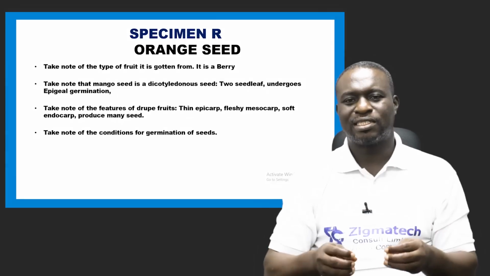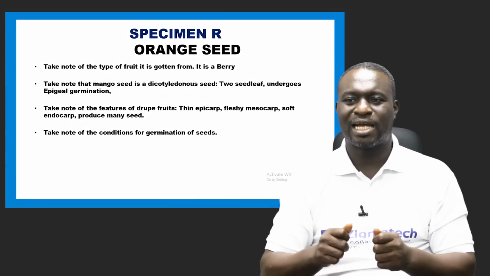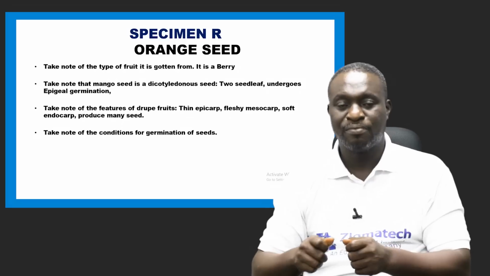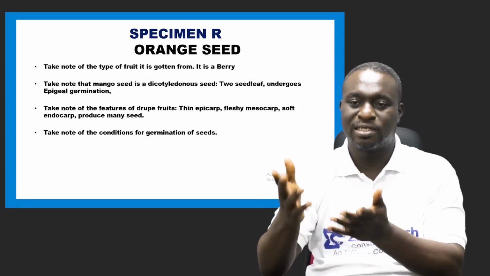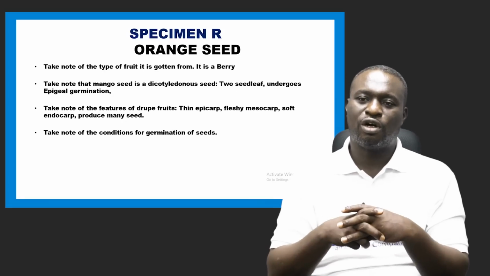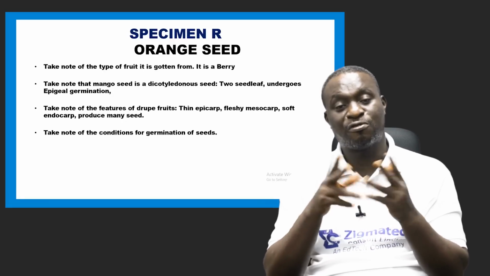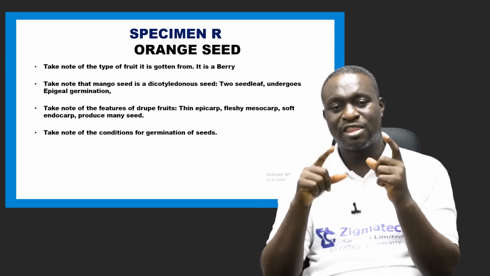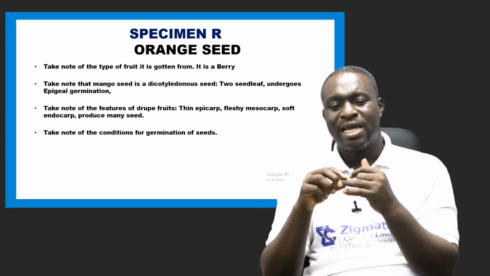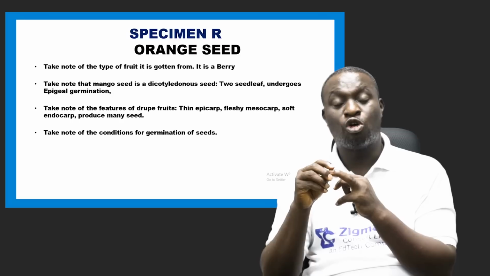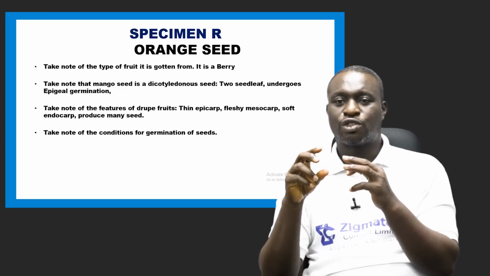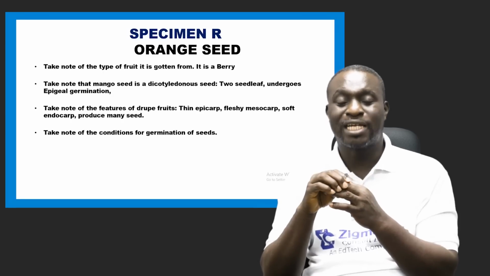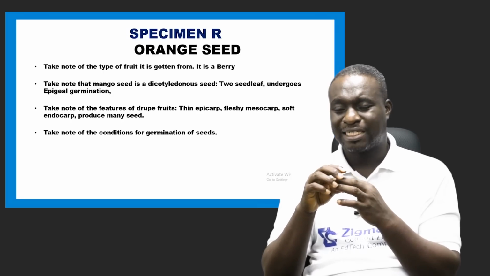Now, for orange seed, the type of fruit it is, is a berry. So the orange fruit is a berry, and this orange fruit has the seed. Now, also, please take note of the features of berries. We said that a berry has a thin epicarp. It has a fleshy mesocarp, which is always edible. And then also, it has a fleshy endocarp or soft endocarp. All right? So it has a soft endocarp.